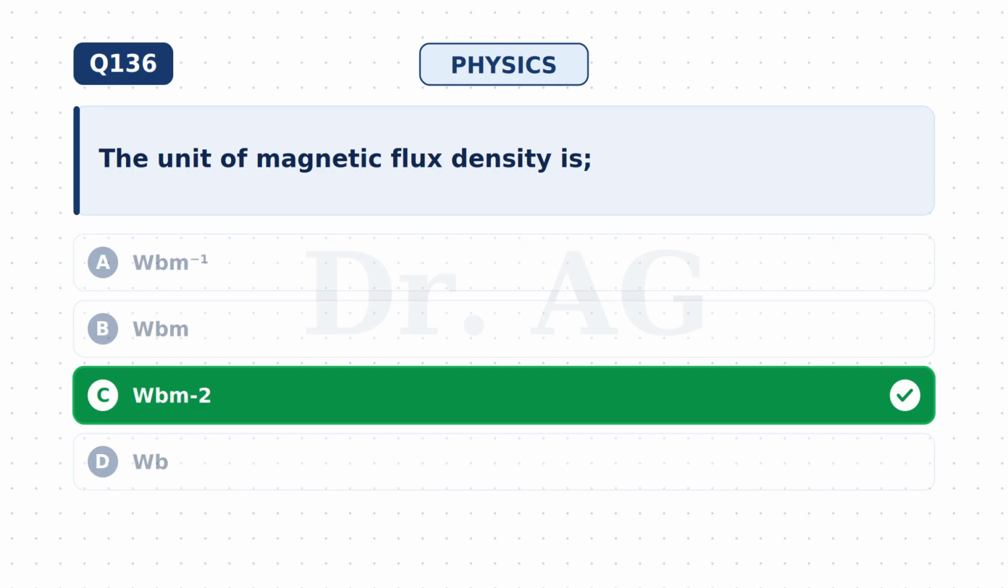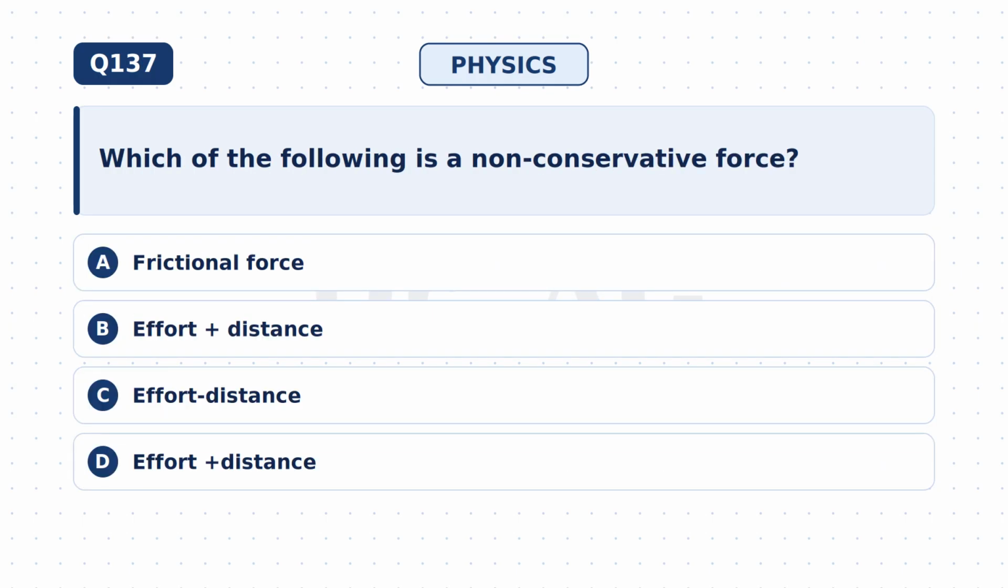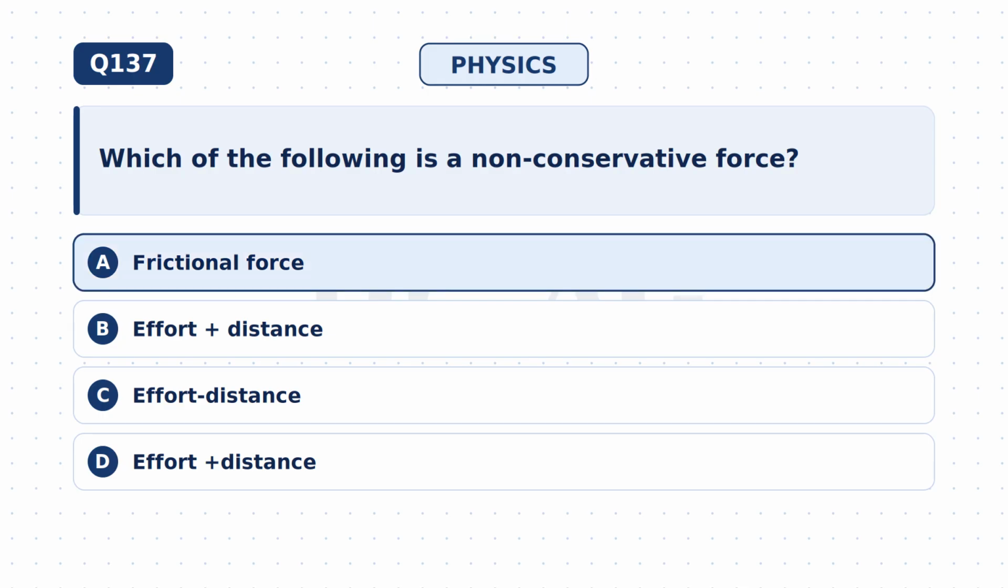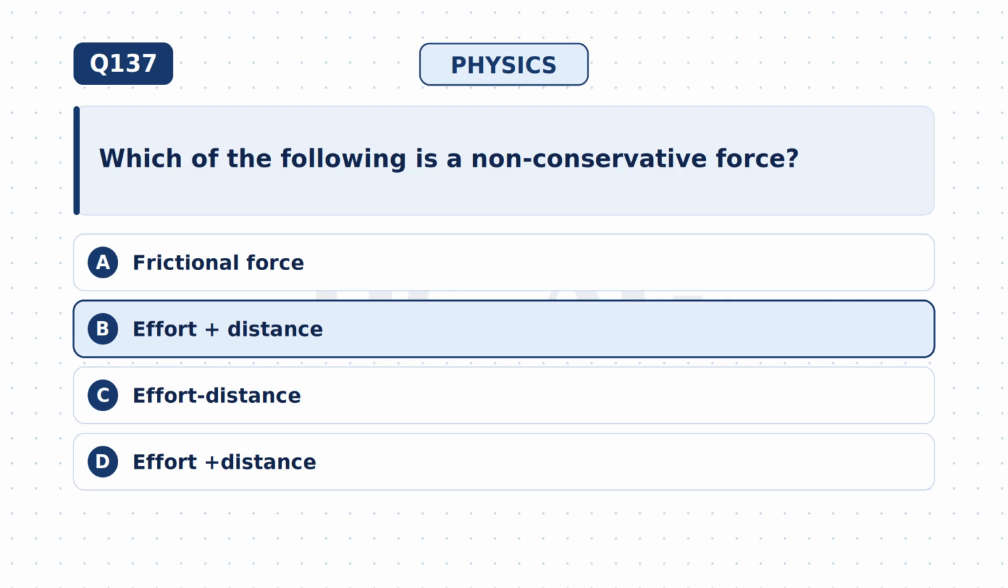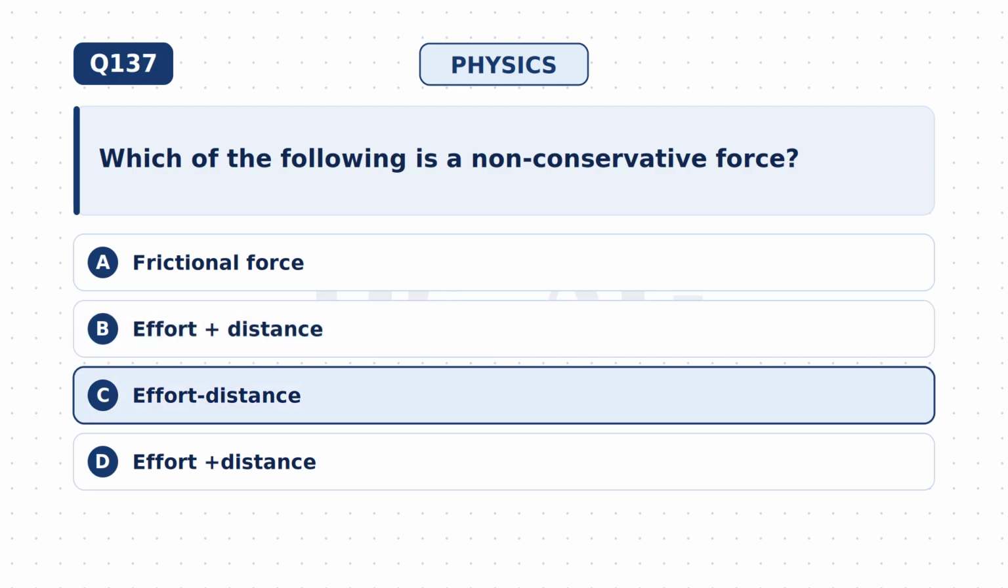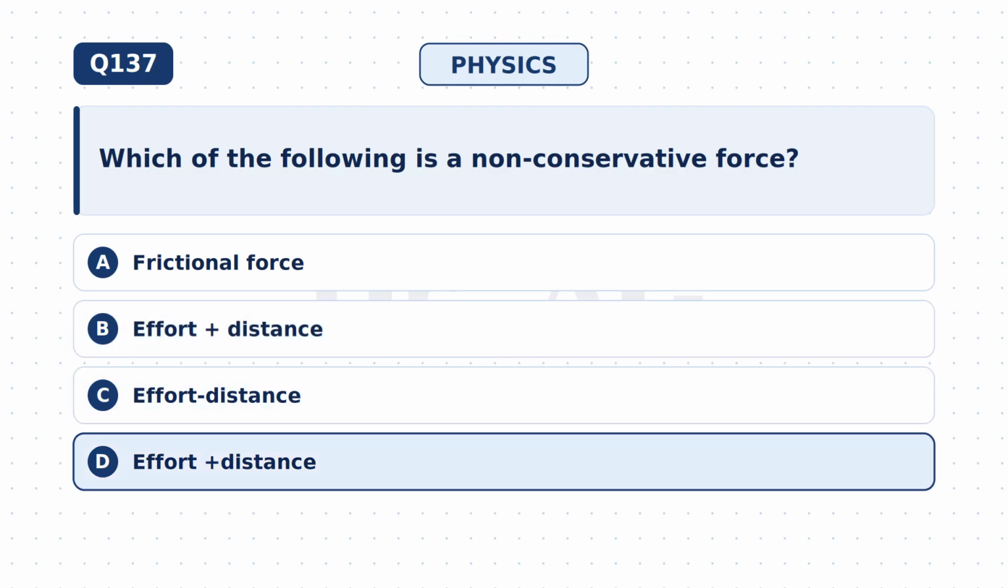The correct answer is C, WB m^2. Question 137. Which of the following is a non-conservative force? Option A, frictional force. Option B, effort plus distance. Option C, effort distance. Option D, effort plus distance.